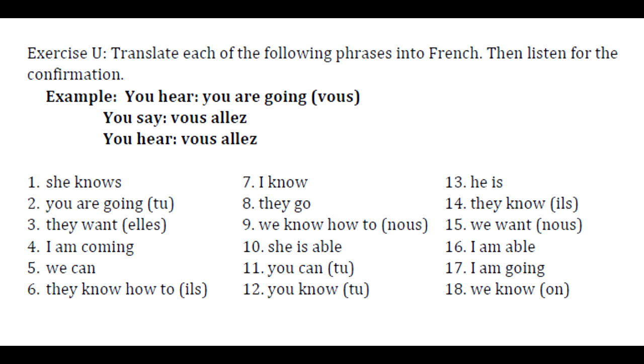6, they know how to. Ils savent. 7, I know. Je sais. 8, they go. Ils vont. 9, we know how to. Nous. Nous savons. 10, she is able. Elle peut. 11, you can, tu. Tu peux. 12, you know, tu. Tu sais. 13, he is. Il est.